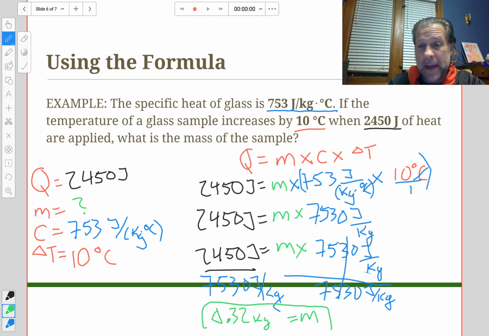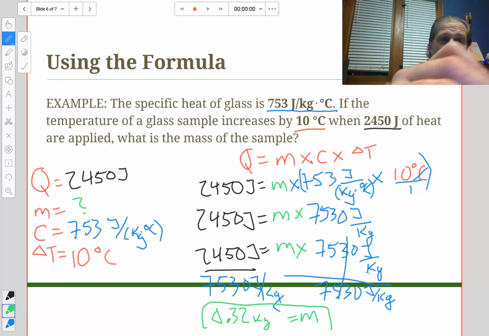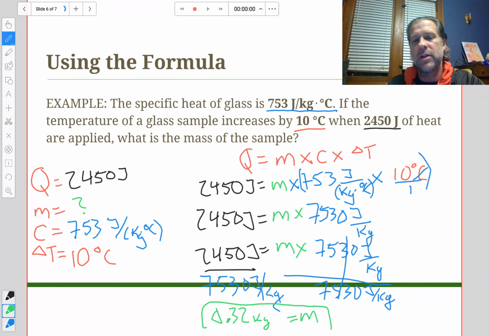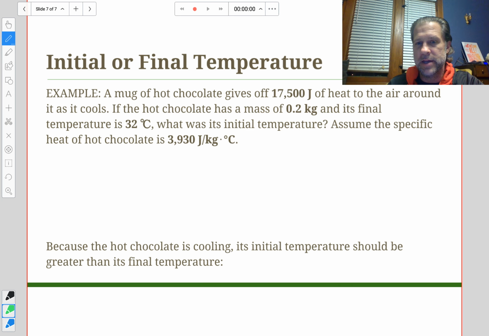It's not too bad. We're just plugging things into our formula. The next one that we need to do is a little bit more complicated, so I'm going to take some time to go through this one a little bit.